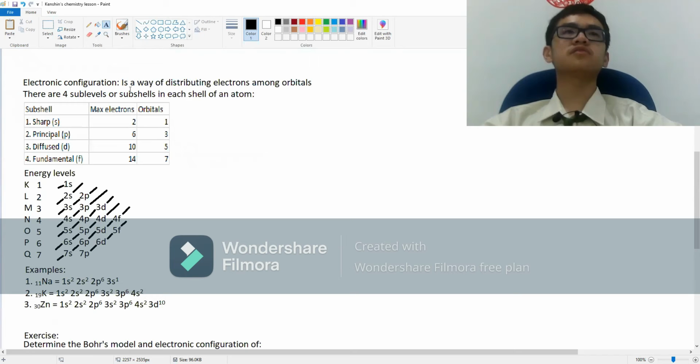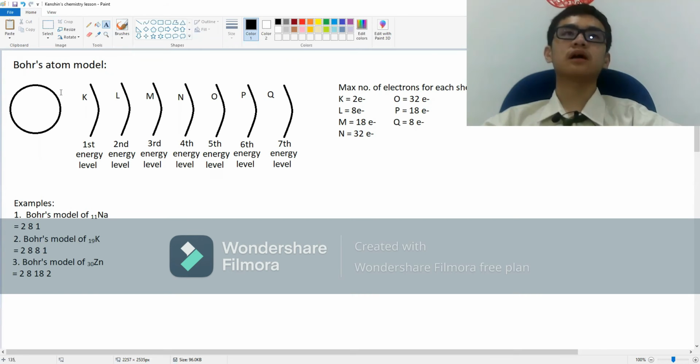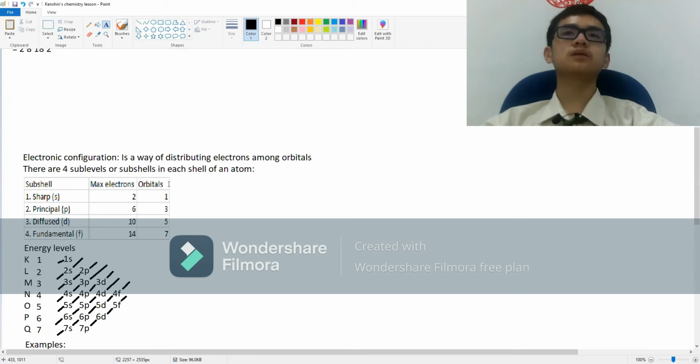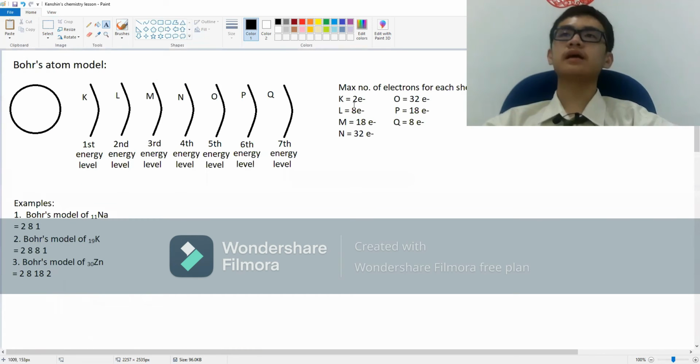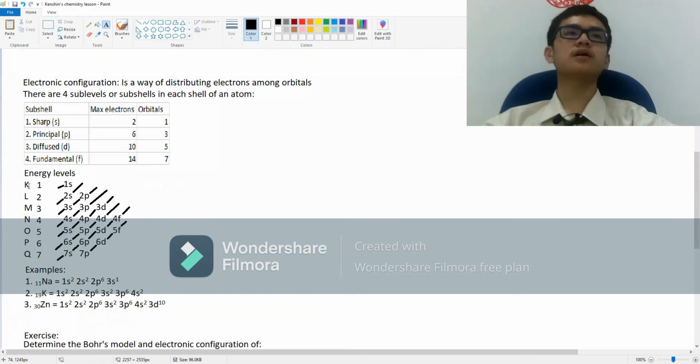Normally, I use the electronic configuration to make this better. The electronic configuration is a way of distributing electrons among orbitals. There are 4 sublevels or subshells in each shell of an atom, like the Bohr's model here. This is one shell, and there can be up to 4 subshells within that one shell. So we add it according to the maximum limit. K can hold 2 electrons at most, so K at the first energy level can only hold 1S because of the subshell here.